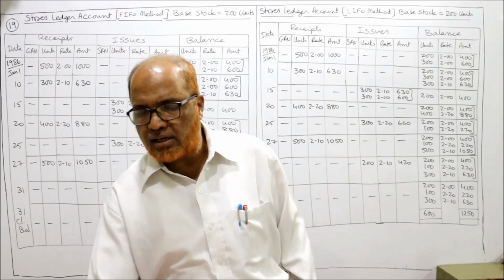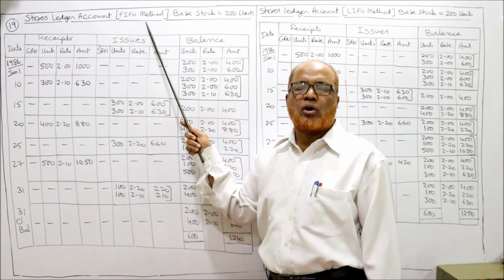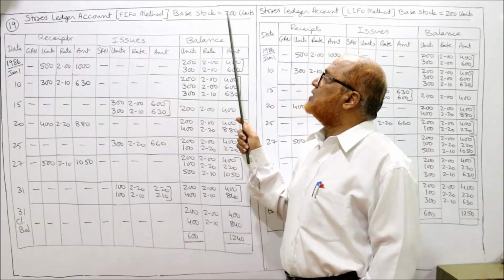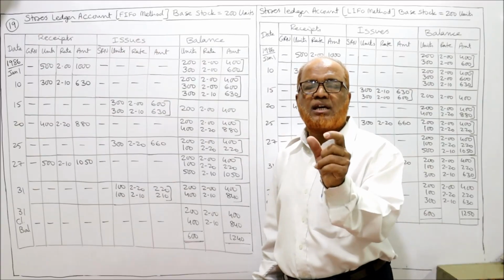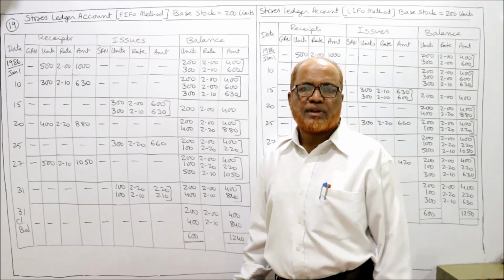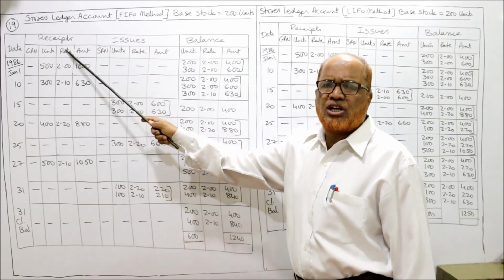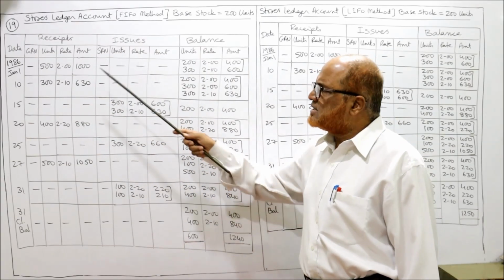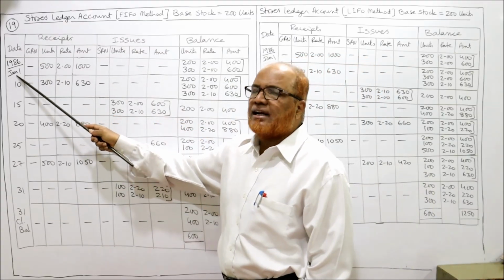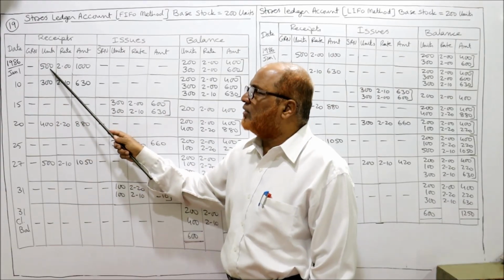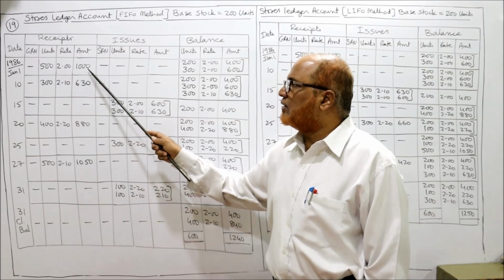Now, see here. Stores ledger account, FIFO method. First we follow the FIFO method. The base stock is 200 units, given in the problem. In the problem itself, it is given to keep a base stock of 200 units. Now, the format has no change: date, receipts, issues, balance. Same columns. First, January 1st, 1986, there is a purchase of 500 units at 2 rupees each. So 500 into 2, you will get 1000.